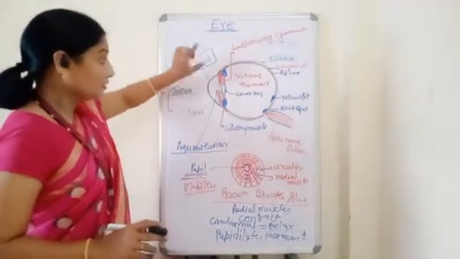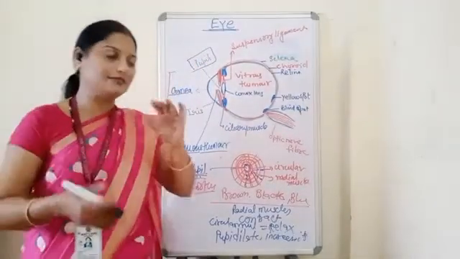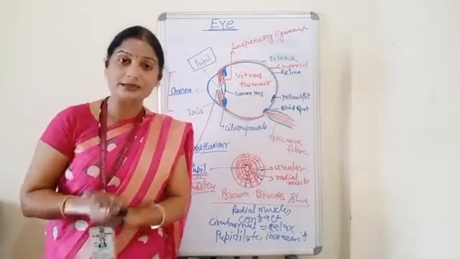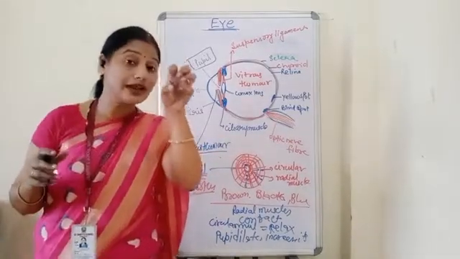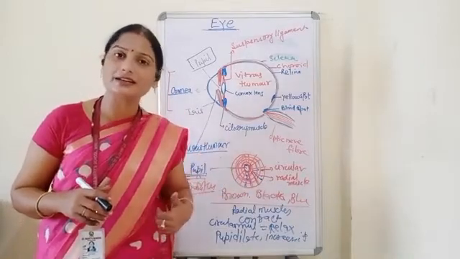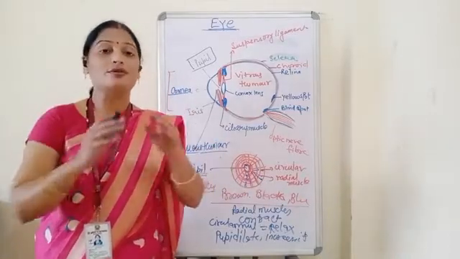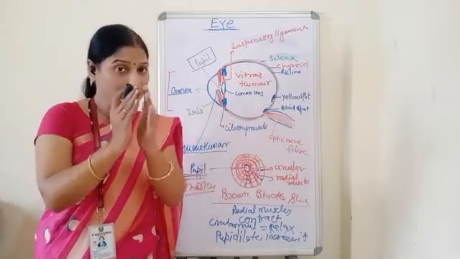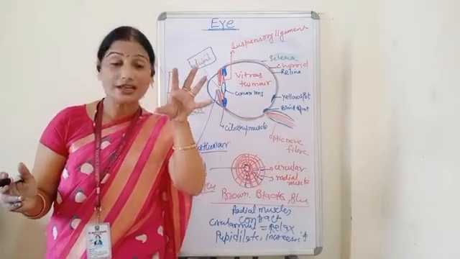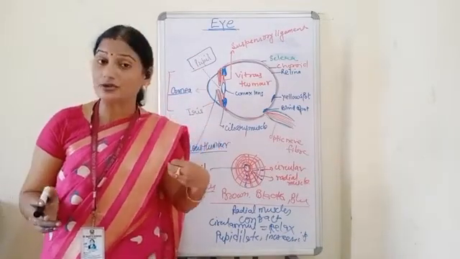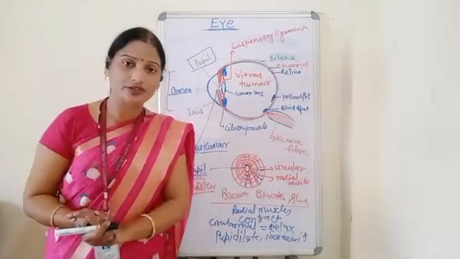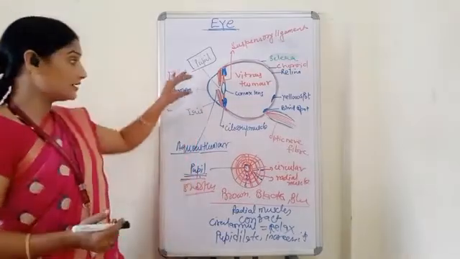Clear? So what happens? Our iris, once again I am telling you, is made up of the radial muscles as well as the circular muscles. When the circular muscles contract, then the pupil will constrict, and less light will enter into the eye. Now, when the radial muscles contract, the circular muscles will relax and the pupil will dilate. It will become large and more light will enter into the eye. This is good for the dark room, and the previous one is good for bright light. Clear? So this is all about the iris.